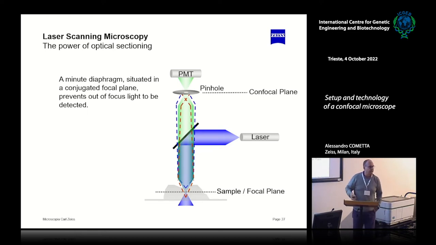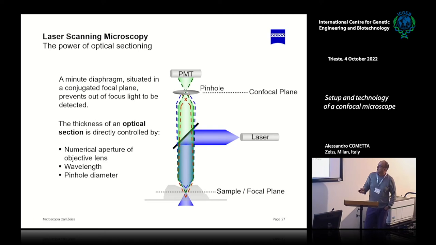I can control this device because I can open the hole or close the hole. If the hole is very, very thin, it blocks all the light. If I enlarge the hole step by step, it will allow everything to pass, and not only the upper and lower focal parts, but even left and right. In this way, I can control the thickness of the optical sectioning. And it is something under your control.